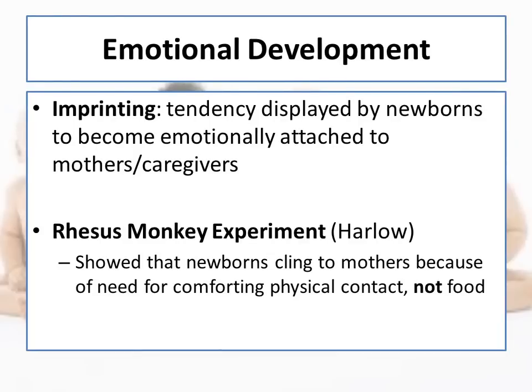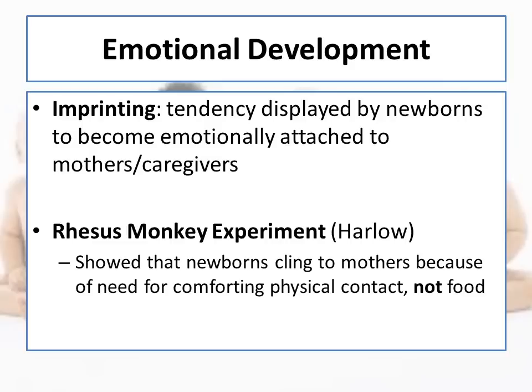Another aspect of child development that has been studied is emotional development. And what psychologists have found are two different things. The first one is a term called imprinting, and this is the tendency displayed by newborns to become emotionally attached to mothers or caregivers.